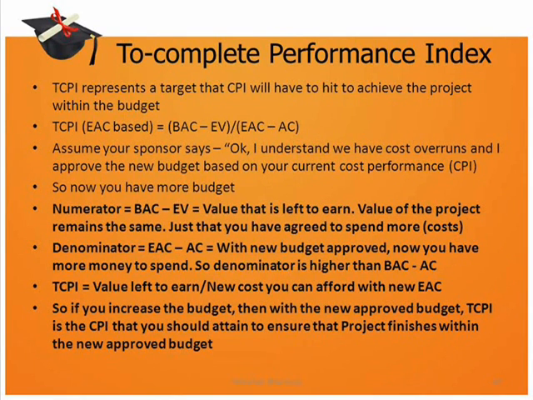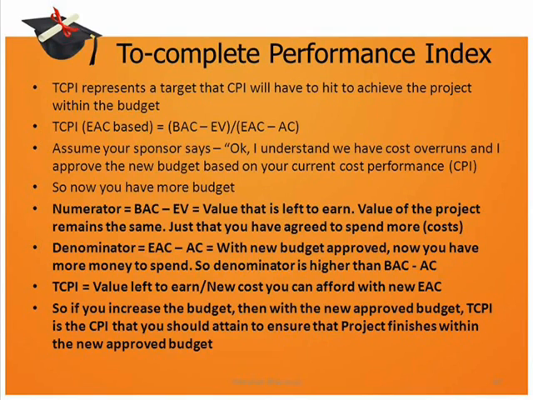Imagine a situation where you go to your sponsor based on your calculations and say to the sponsor that you will not be able to finish the project within the budget, and the sponsor agrees to your new budget, which is EAC. Then there is a new formula to use for TCPI, which is the EAC based formula of TCPI. If you analyze the second bulleted point, here the only change vis-a-vis the previous formula is that in the previous formula the denominator was BAC minus AC, here it is changed to EAC minus AC. What is the implication of that? Well, the numerator remains the same, which is BAC minus EV, which is the value that is left to earn.